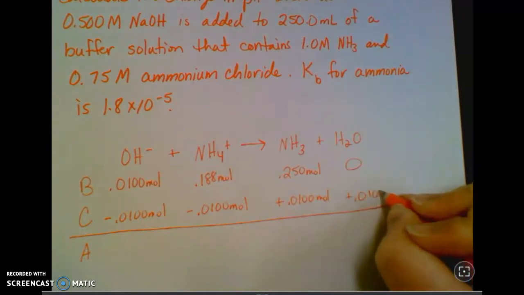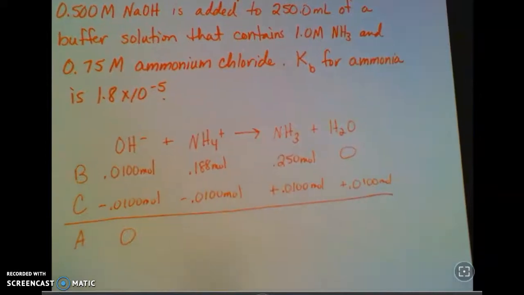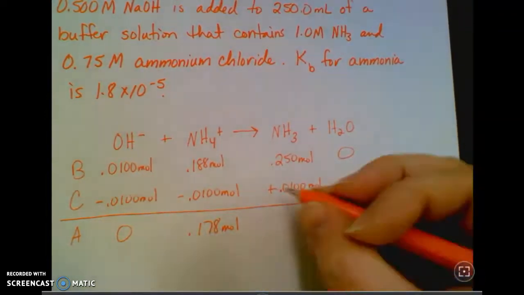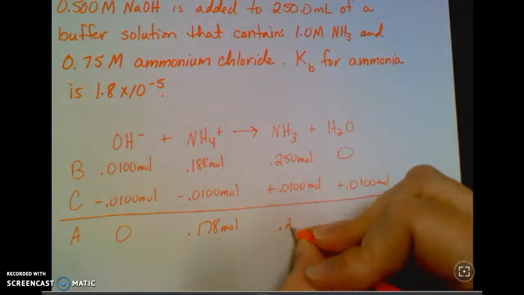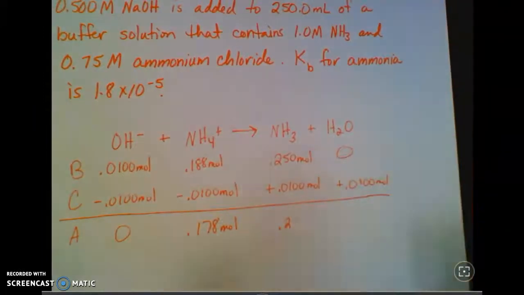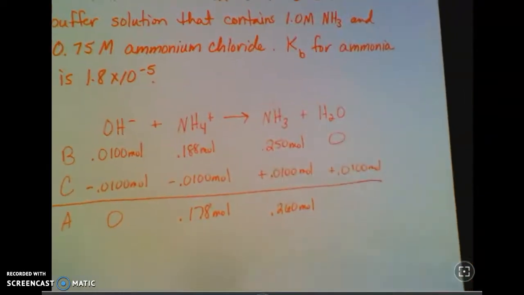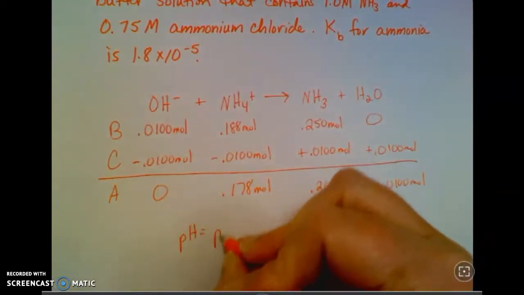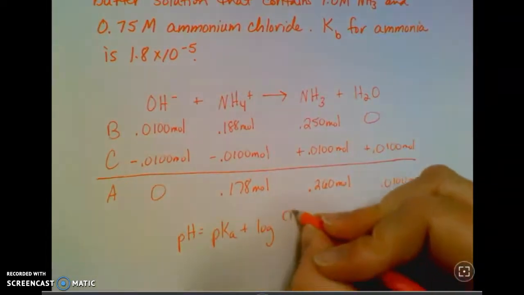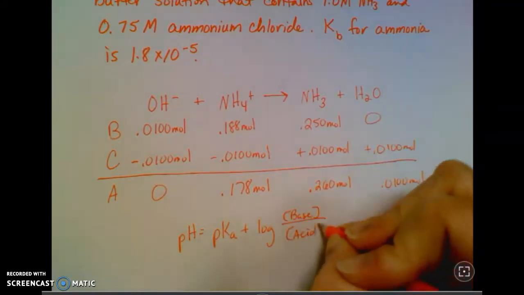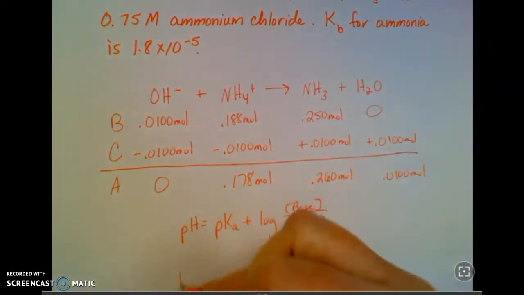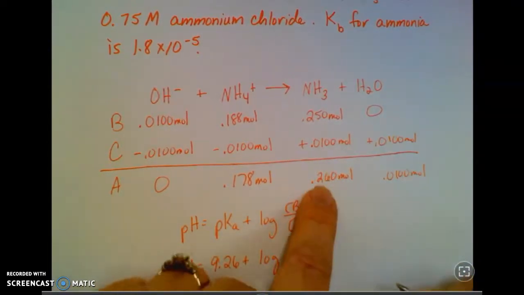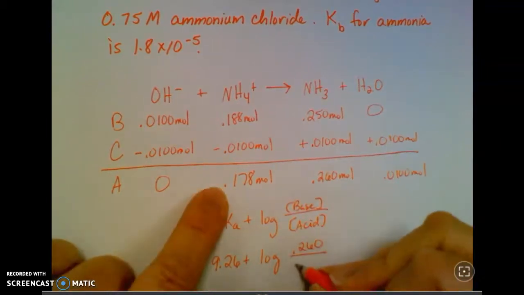Of course, this is going to change too, but it doesn't have any effect. So I'm left with none of the strong base there. I'm left with 0.178 moles of the ammonium ion and 0.260 moles of the ammonia. So same process. pH equals pKa plus the log of base over acid, and we said our pKa was 9.26 plus the log of 0.260 over 0.178.